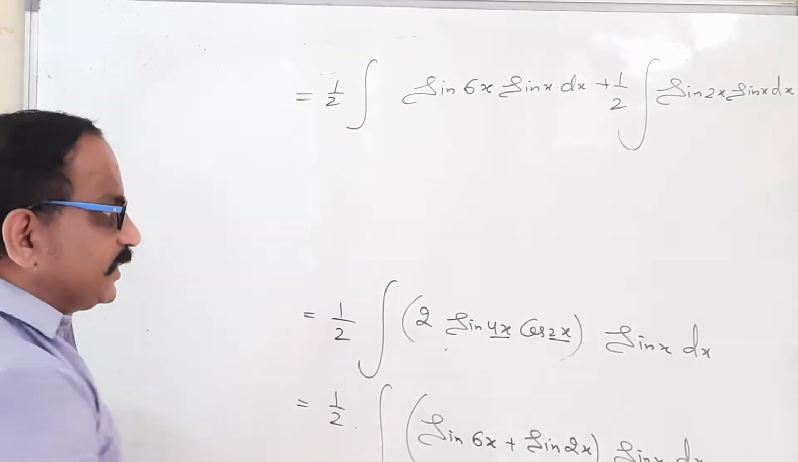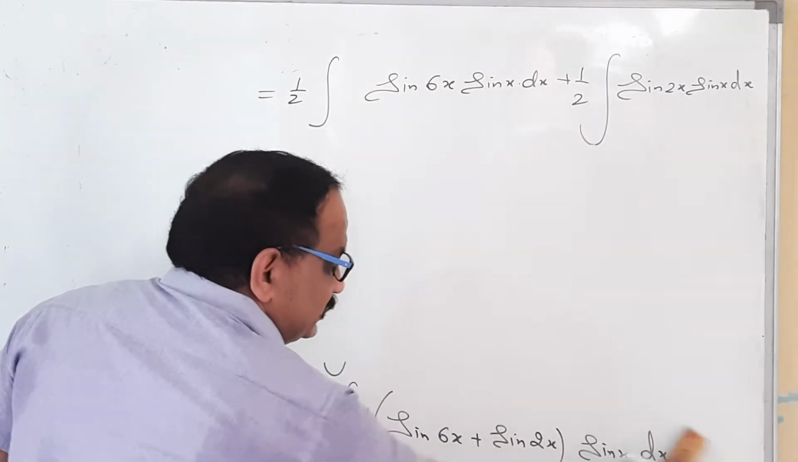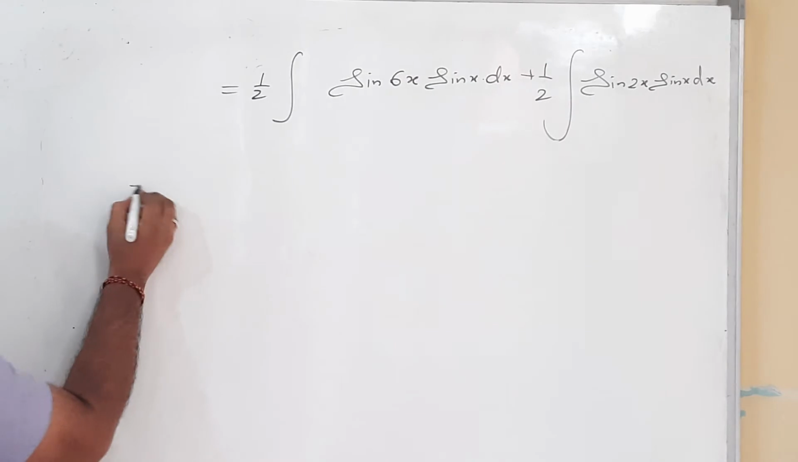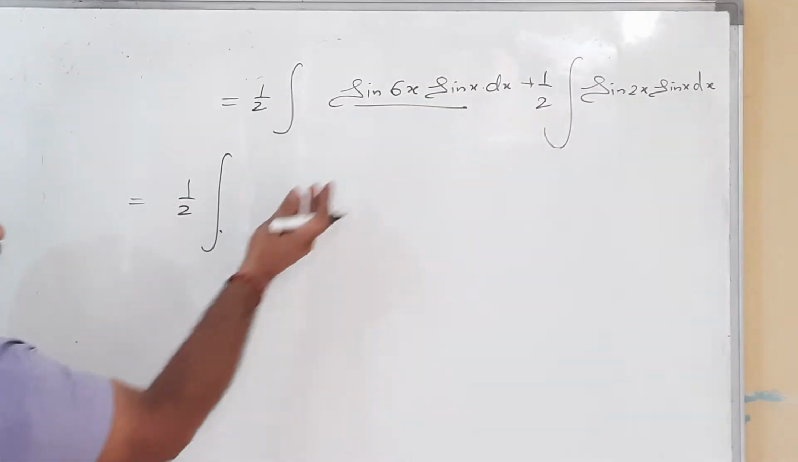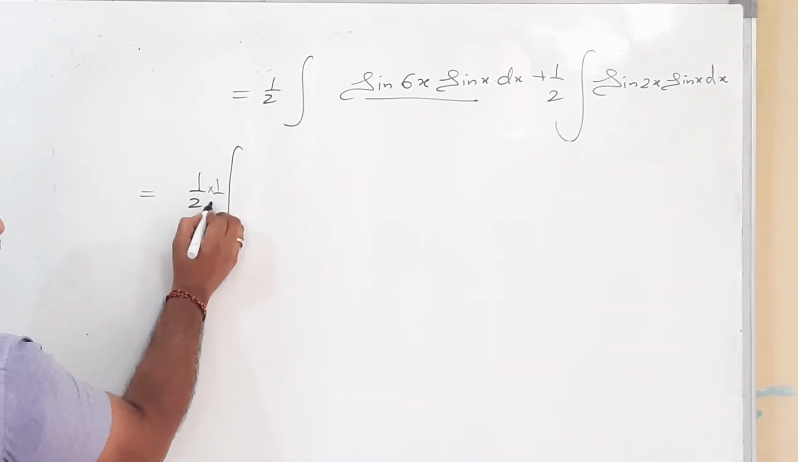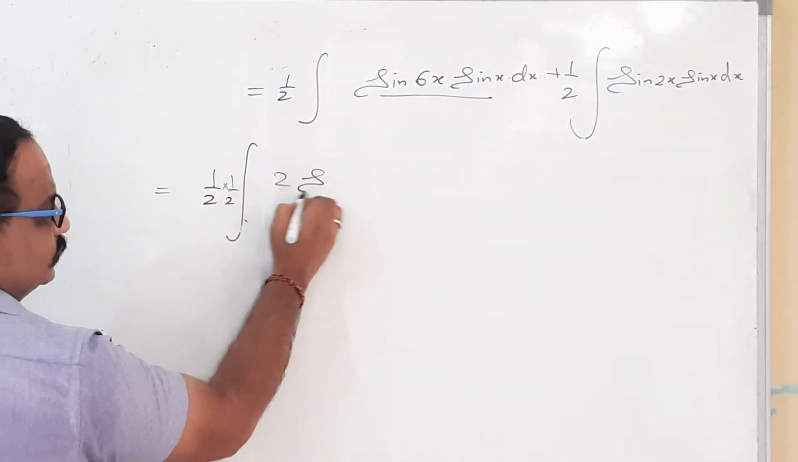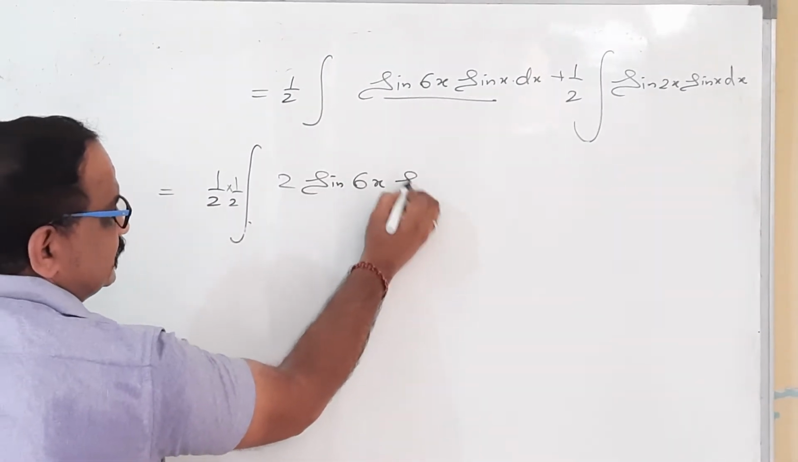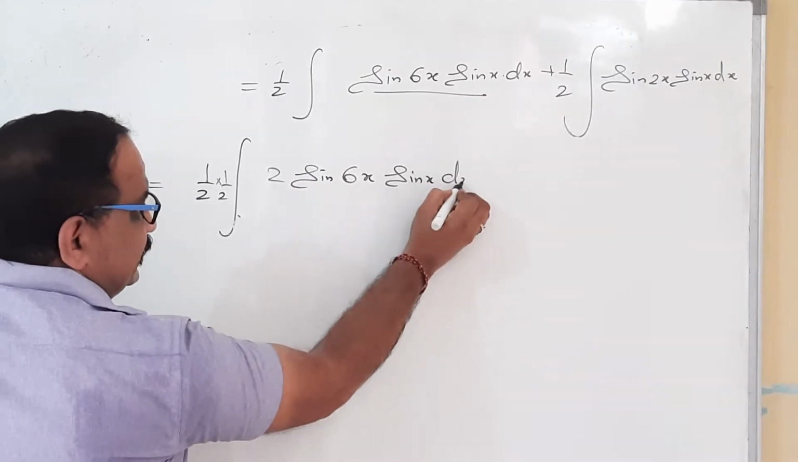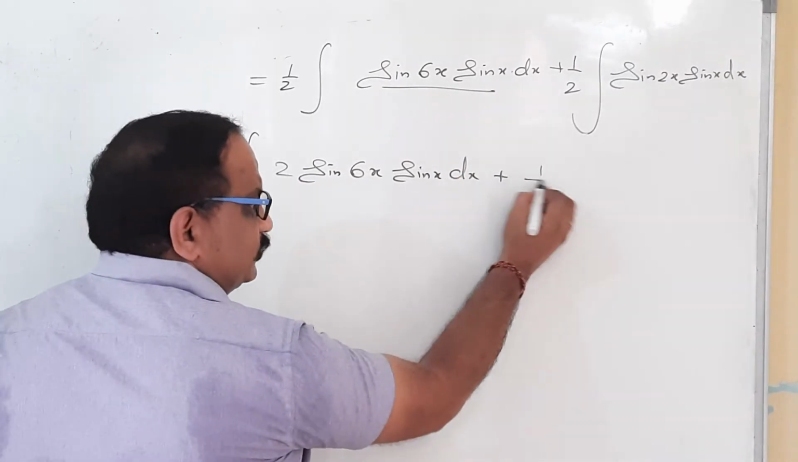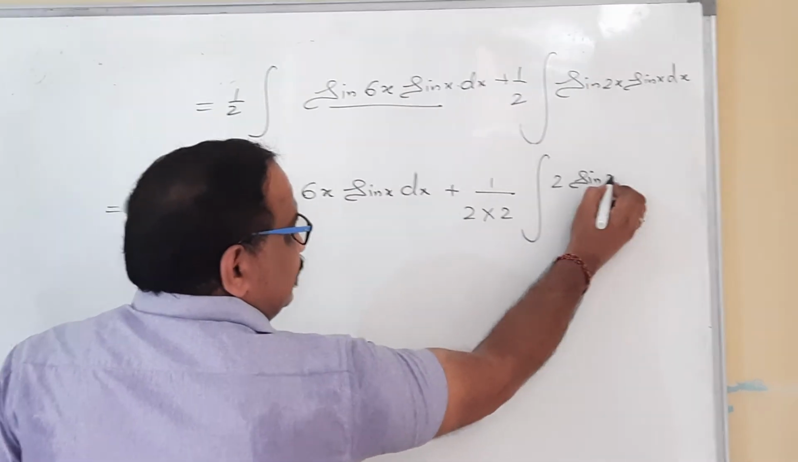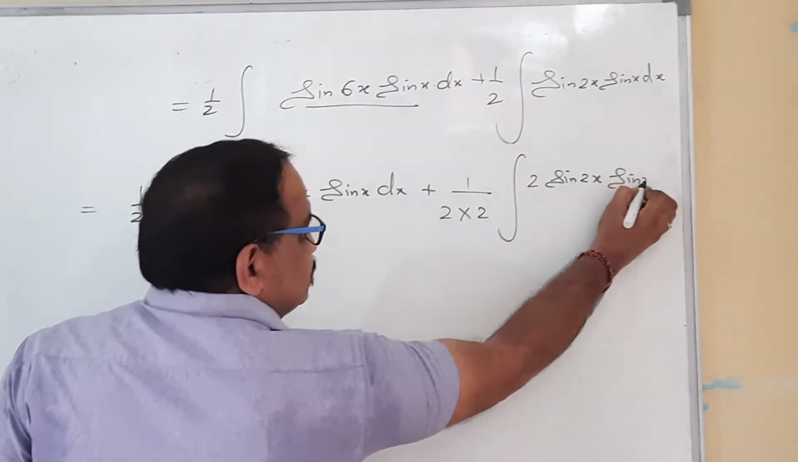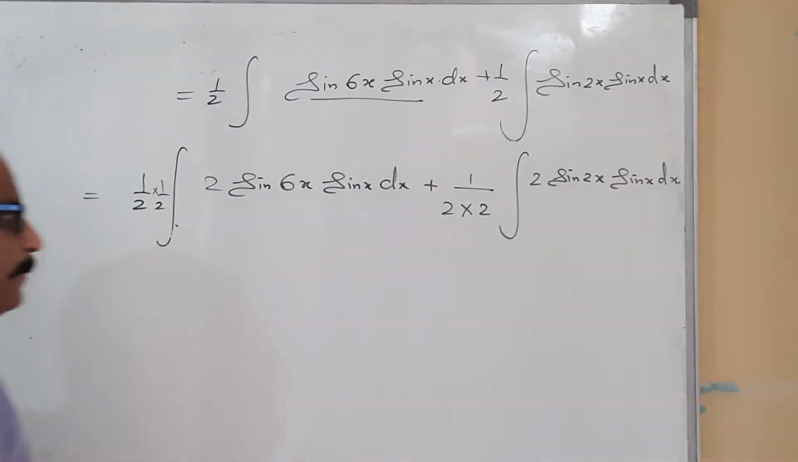The problem arises again, and our solution is still the same. The same solution we have to apply again. There is a half, and here is sin a. One more time we have to multiply with 2, so additionally divide by 2 and multiply by 2. So this is 2 sin 6x sin x dx. A similar process we have to follow there: 2 divide and 2 multiply inside the component, 2 sin 2x sin x dx.